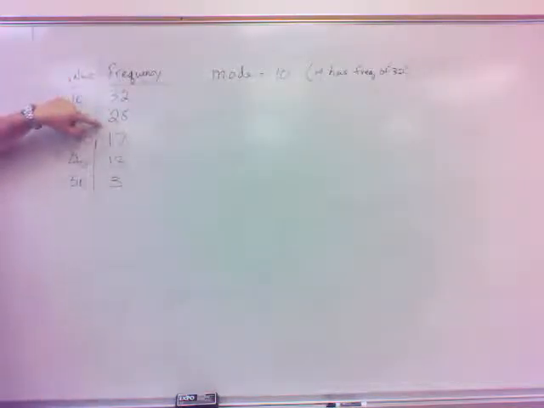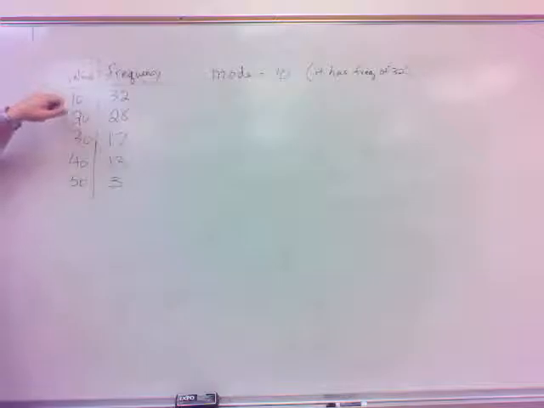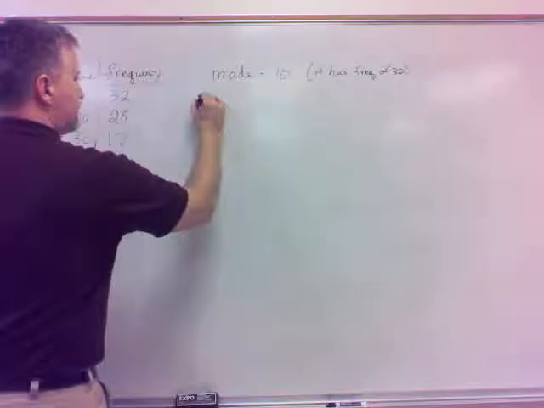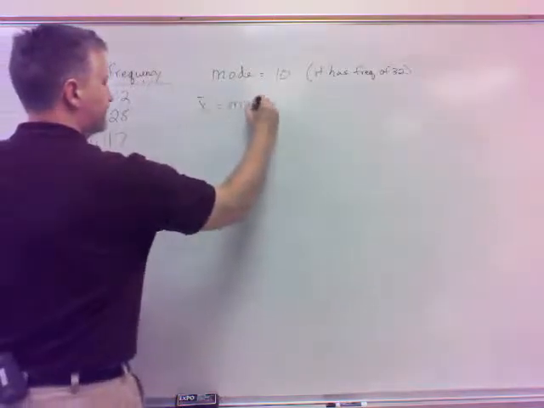What's the frequency of the others? Well, 20 has frequency 28. 30 has frequency 17. With me on this, okay? 10 is the mode. It occurs most often. What is the X bar? What do I mean by X bar? That's the mean. What's the mean here?